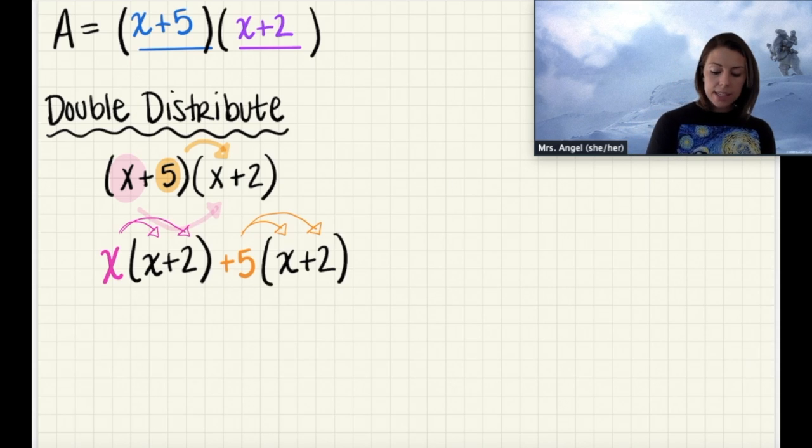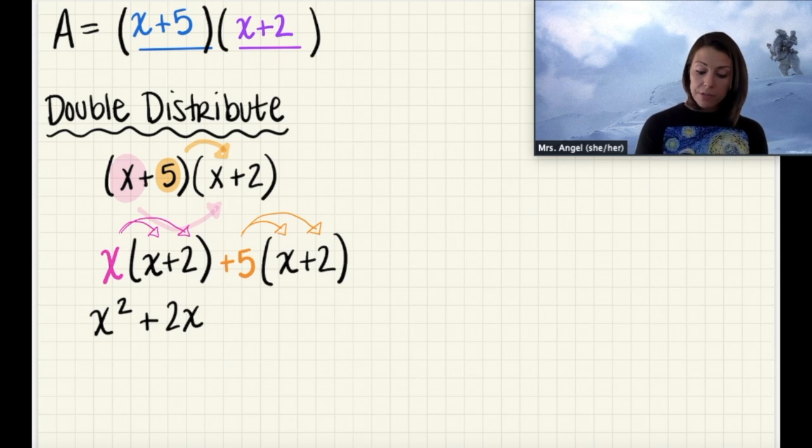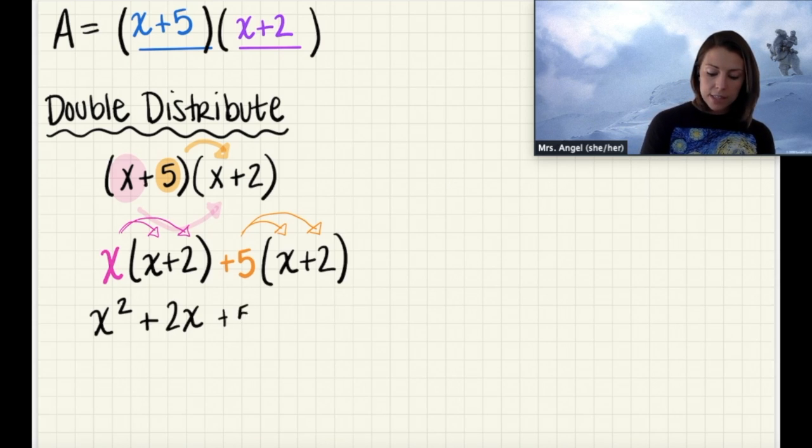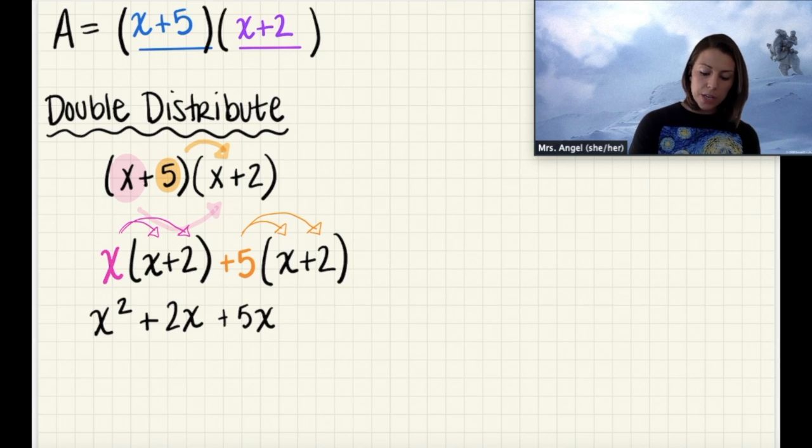x times x is x squared. x times 2 is 2x. 5 times x is 5x, and 5 times 2 is 10.